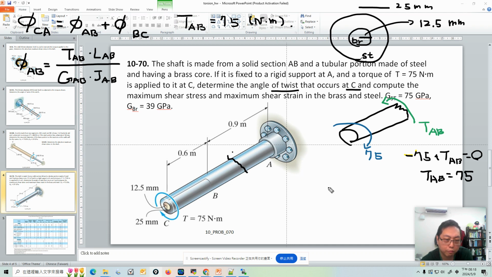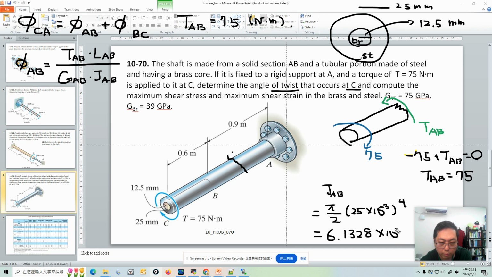So actually, we can find JAB, because this problem gives us a radius. So it's pi over 2 times 25 times 10 to the power minus 3, to the power 4. And AB is a solid section, so there is no inner radius. We only have the outer radius. Okay, so we can have this value. What's the value of this? If you use a calculator, that will be 6.1328 times 10 to the power minus 7, and the unit is meters to the power 4.